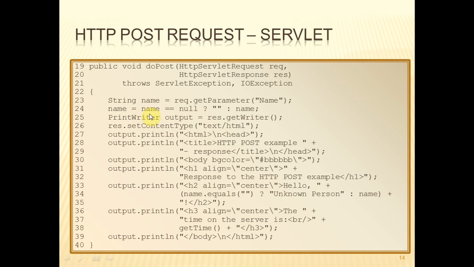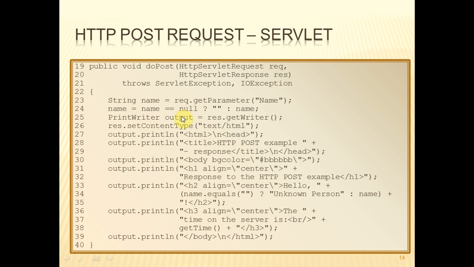We then are testing to see if the name is null, because if nothing has been typed, you might get a null come back. If that's the case, we'll set the variable name to an empty string, otherwise we'll make it equal to itself. That's just like saying if name is equal to null, then make name equal to the empty string, double quote, double quote. Then we just process as normal.